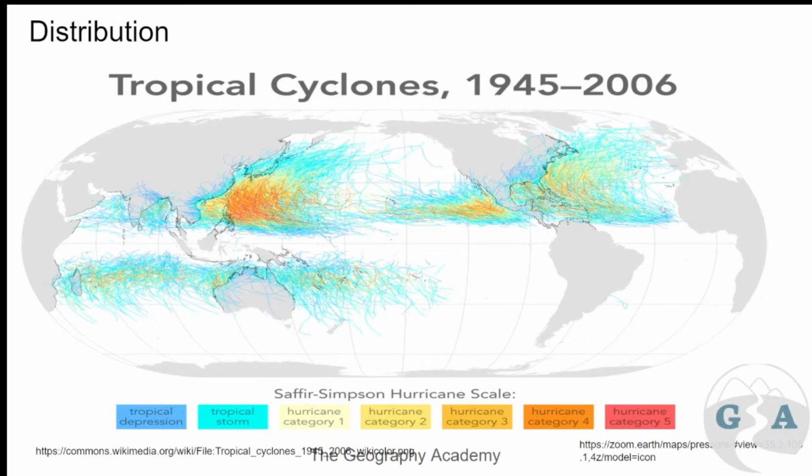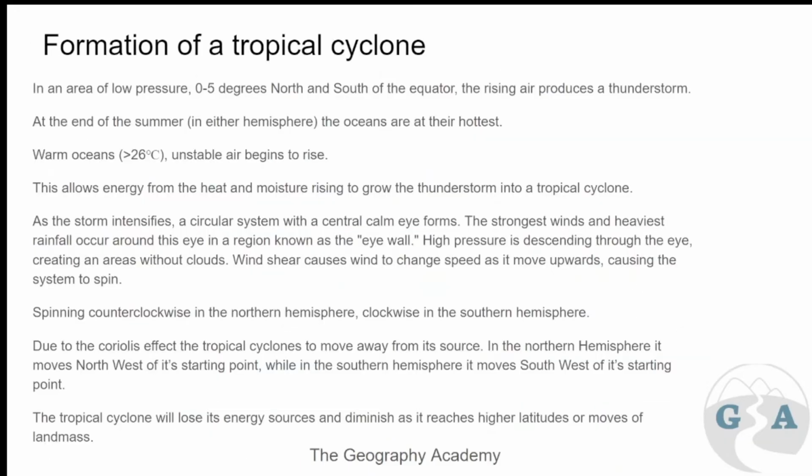Okay, so that's the general distribution of tropical cyclones. If you understand the first section, you should understand this map fairly well. So again, if you're just going through and revising but you haven't understood something, go back, learn it, and then continue. Now, so that's it there. We have the tropical storm. The tropical cyclone will lose its energy, diminish as it reaches higher latitudes and moves over land masses. Alright, so that's just a continuation of our explanation.